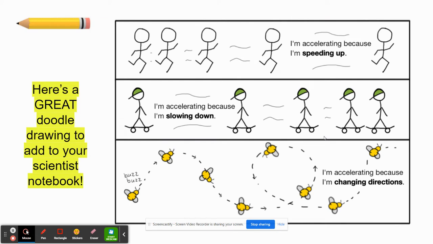Add this doodle to your notebooks. I can't draw well either, but this is a pretty simple doodle. At the top, the little stick figure is accelerating because it's speeding up. In the middle, it's accelerating because it's slowing down. And then your little bumblebee-looking thing there is accelerating because it's changing direction. Add this to your notebook.